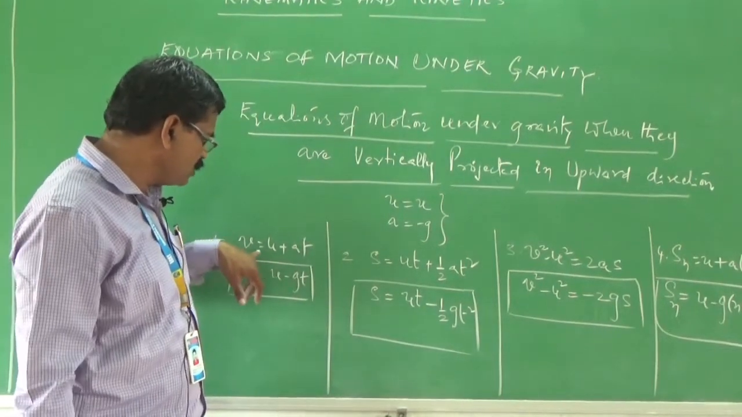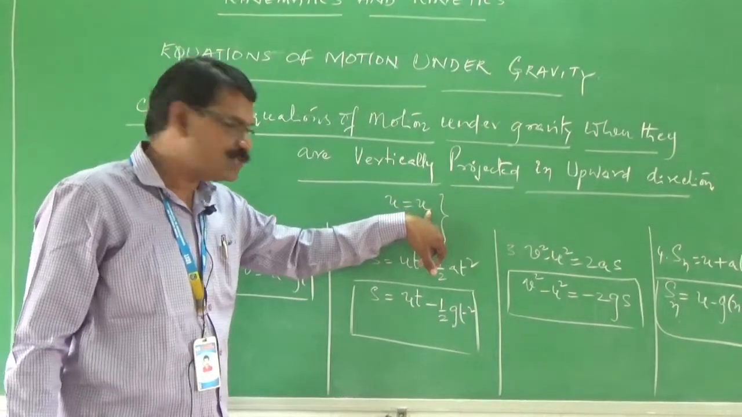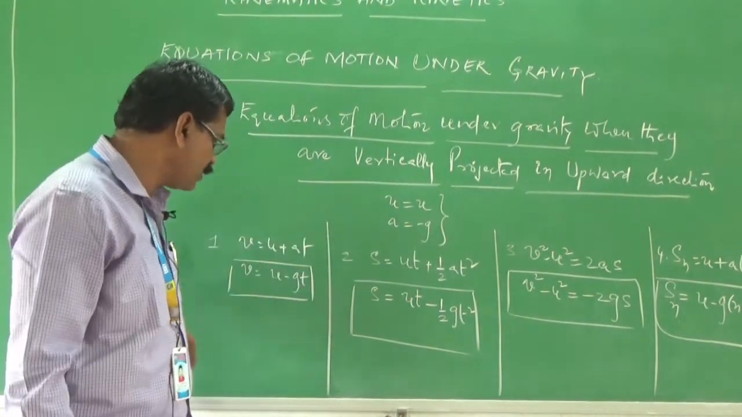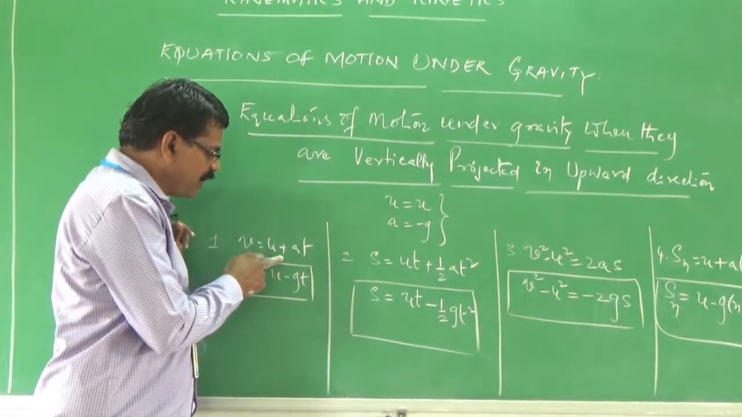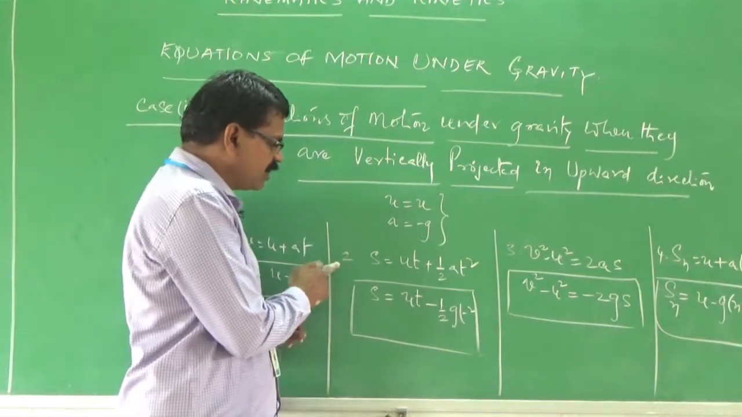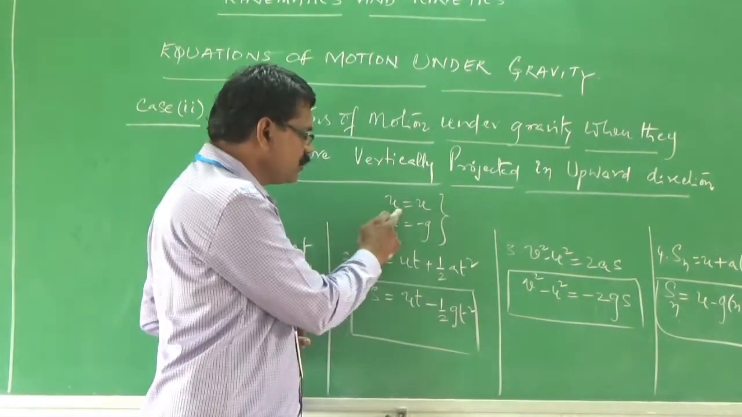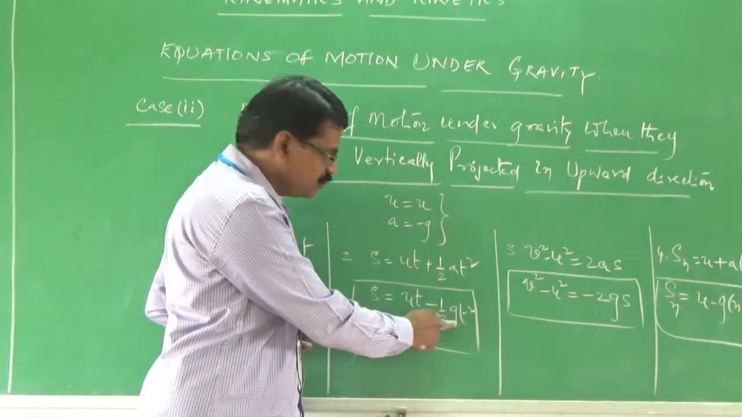The first one is v is equal to u plus at. Bring u as there is no change. Bring a, there is a change, the negative direction of acceleration due to gravity. So my equation will change like this: v is equal to u minus gt. Similarly, the second equation, s is equal to ut plus half at square, is the general form. Bring u is equal to u and a is equal to minus g, I will get s is equal to ut minus 1 by 2 gt square.